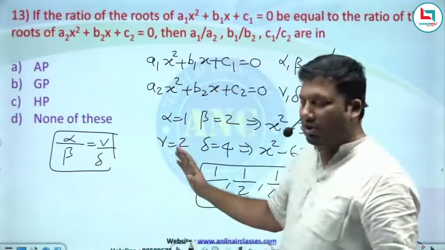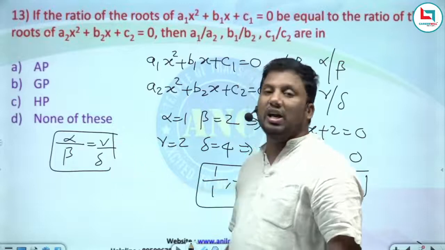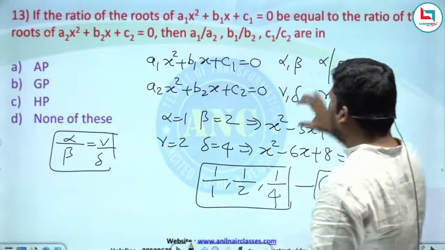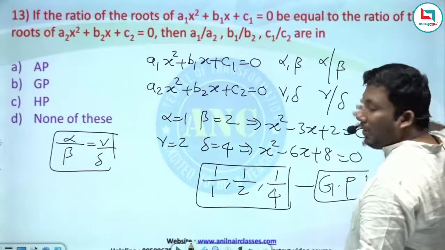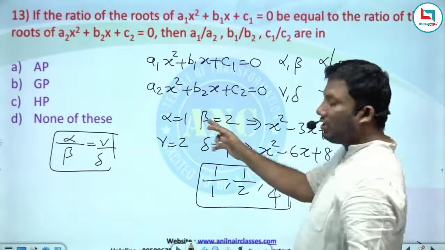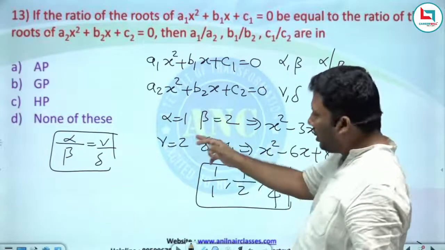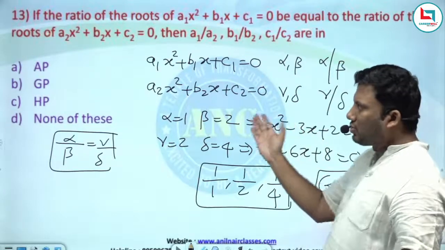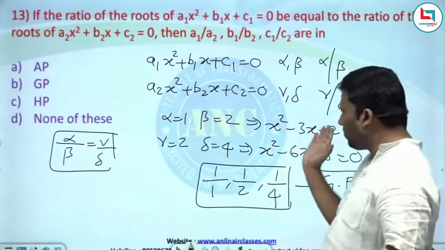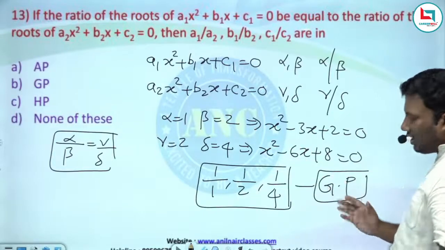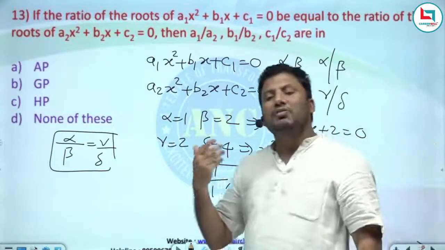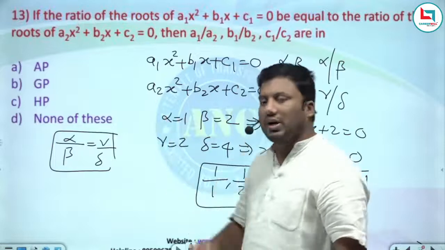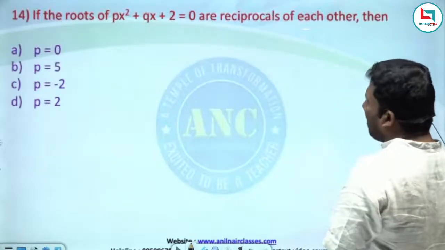solve it by substitution. Don't go by any equation method and waste your time. Alpha by beta, gamma by delta, ratio it is equal. So I took alpha 1, beta 2; ratio it is equal, gamma 2, delta 4. X square minus sum of the roots plus product of the roots. So answer is 1, 1 by 2, 1 by 4. They are in geometric progression. 13th question. I hope the idea it is clear.